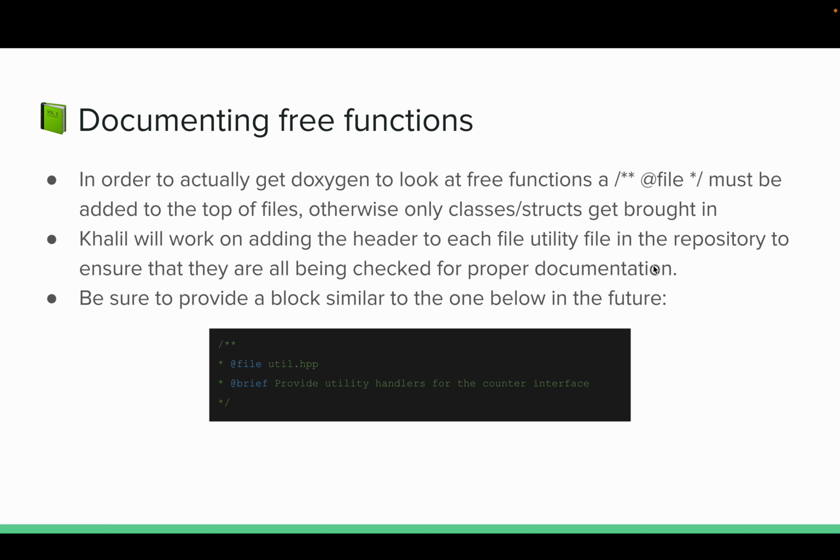Documenting free functions. This one's nice and simple. Basically, in order to get Doxygen to look at free functions, you need to add the at file description at the top of the file. Otherwise, only classes and structs get brought in. They're the only ones that get checked by Doxygen. So Khalil will work on adding all these things to all our files and fixing up whatever documentation we have there. Everything's well documented. Sometimes there's a little bit of mistakes here and there, like maybe there's a typo in some of the names, and we didn't notice it because we just assumed Doxygen was doing what it was supposed to do.